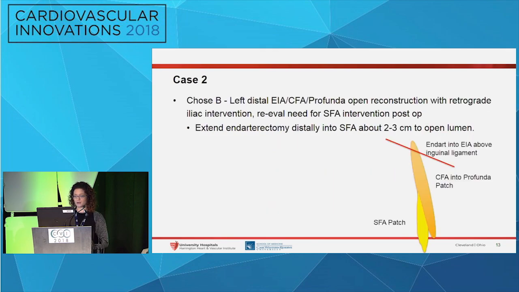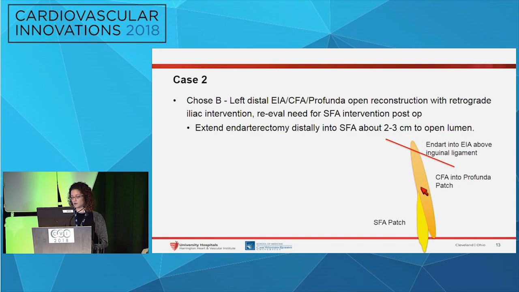So I chose B, leaving the SFA for later, and actually did quite a bit of work in his groin and went up a couple of centimeters into the external iliac artery. So he essentially, from the groin, had a distal external iliac endarterectomy, common femoral endarterectomy, profundoplasty, reconstructed that, and I also did an endarterectomy into his SFA for about 2 to 3 centimeters and patchplastied that.